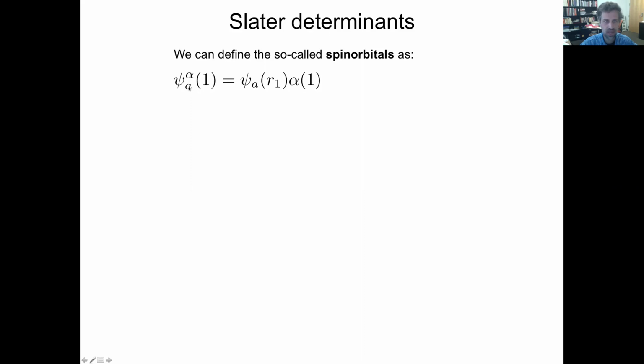Whatever A is, could be 1s, 2s, 3s, 2p, whatever the orbital state is, and then alpha, of course, means spin up, the spin up state. So this is basically the spin orbital of particle one. But of course, this particle can also be in a beta state. So it could be in the same orbital or another orbital, whatever A is, with a beta state for the spin state. This is just a different way of writing the situation for one particle.